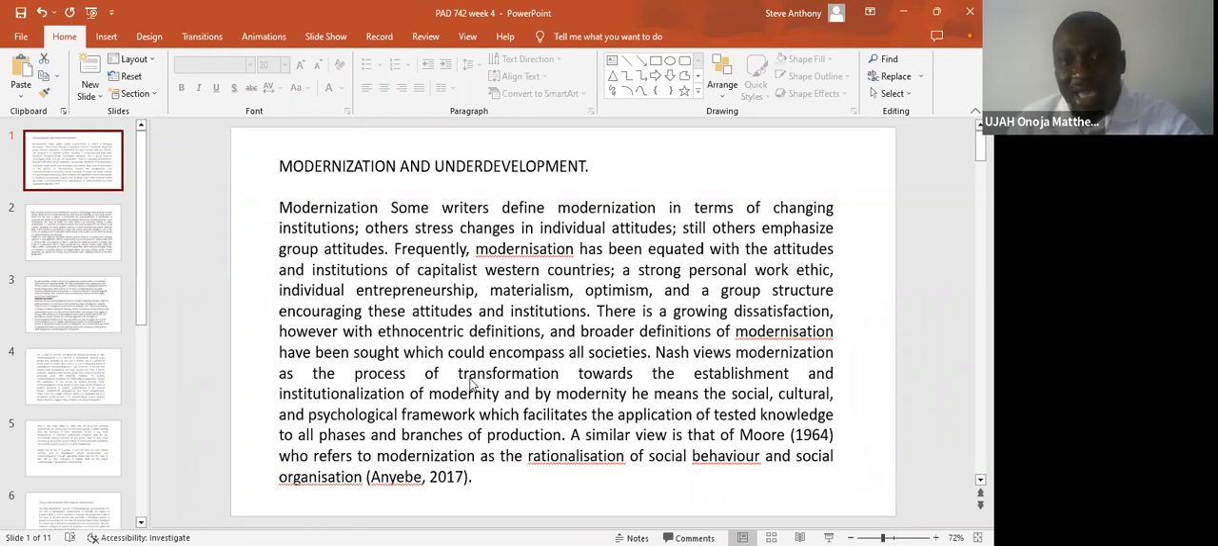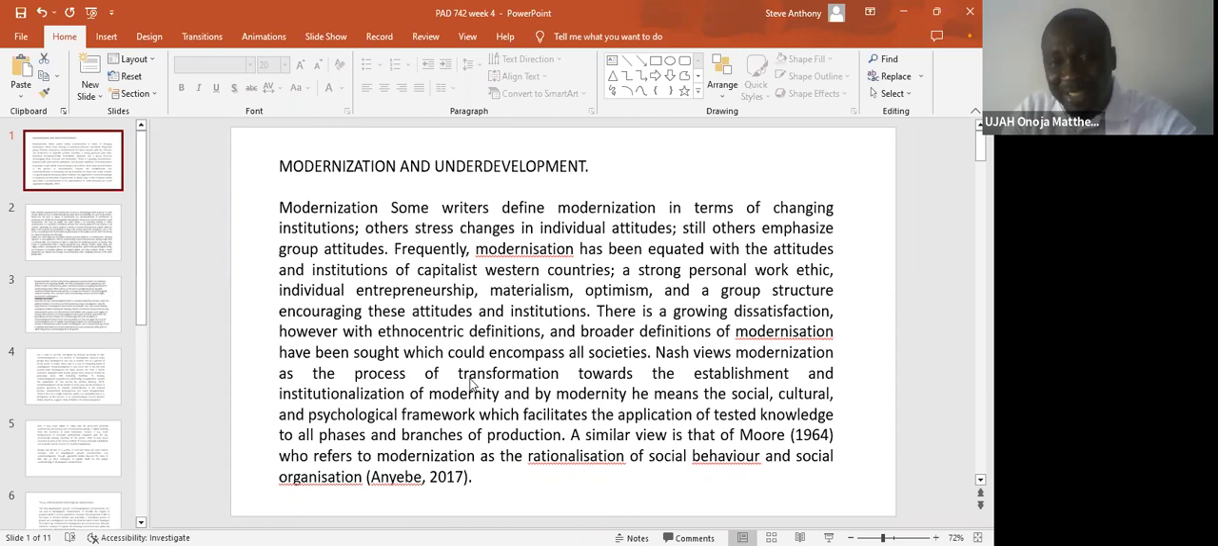Nash views modernization as the process of transformation towards the establishment and institutionalization of modernity. And by modernity, it means the social, cultural, and psychological framework which facilitates application of tested knowledge to all phases and branches of production. So what this statement is trying to say is that however one looks at it, both from the angle of the economy to the levels of the individuals and group behavior, it simply connotes an improvement in values.